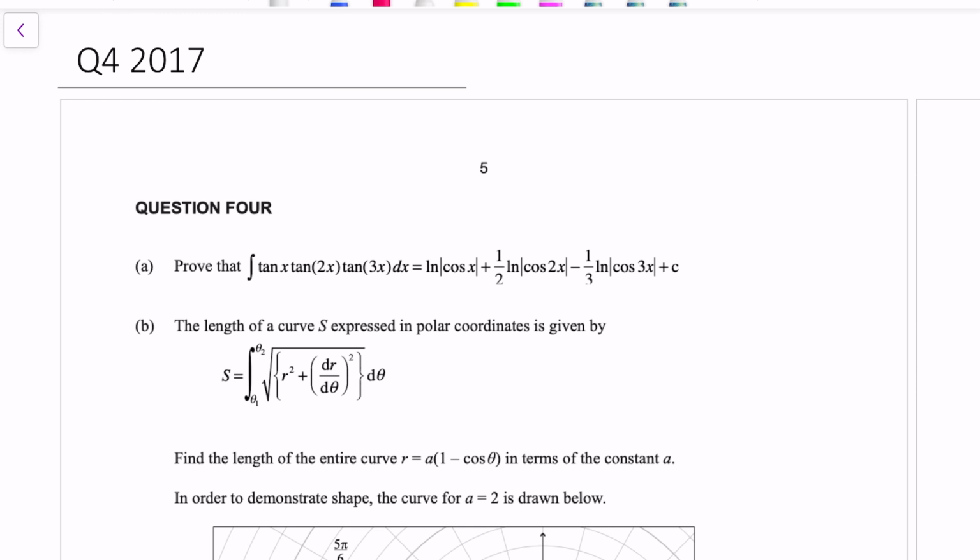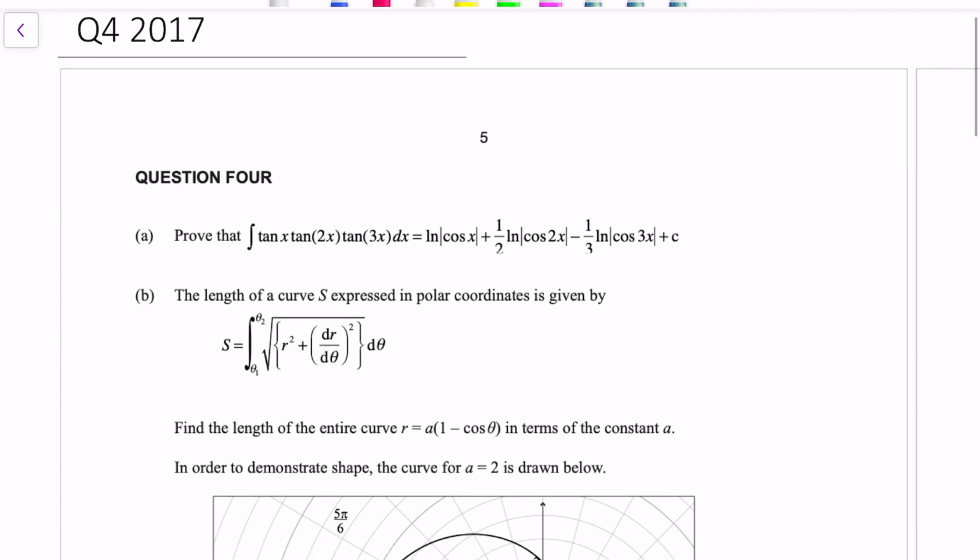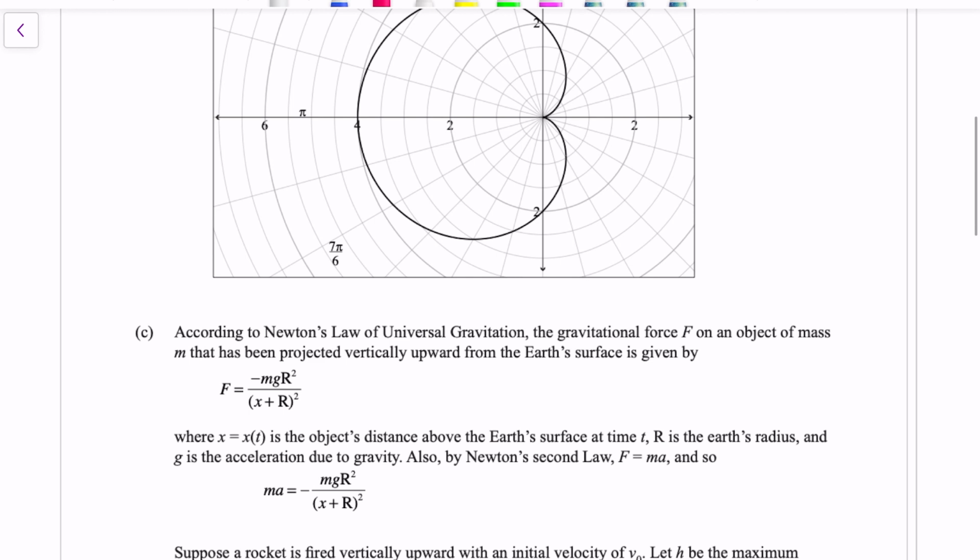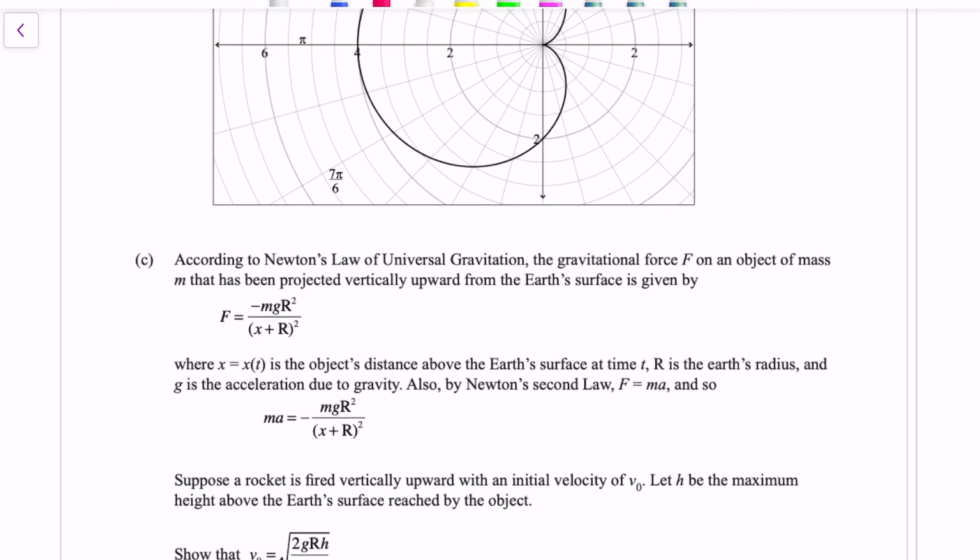Three parts to this question. The first involves a messy integral, but they give you the answer, and so we're going to use a differentiation approach to solve this problem. 4b, an unfamiliar integral that involves finding the length of a polar curve. And then third, a pretty nasty differential equation by scholarship standards, but it is 4C, so it's expected to be a little bit more challenging than earlier questions in the paper.